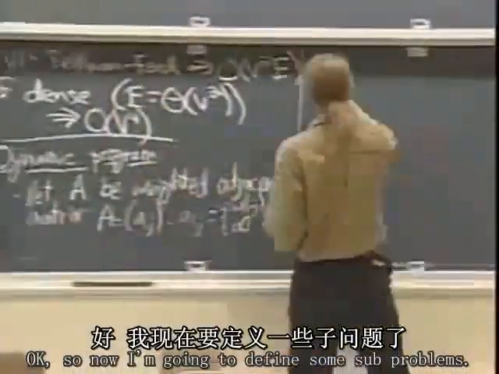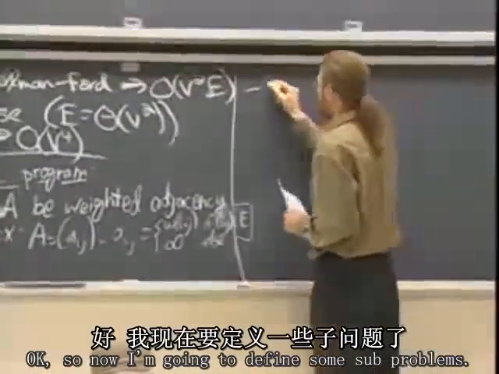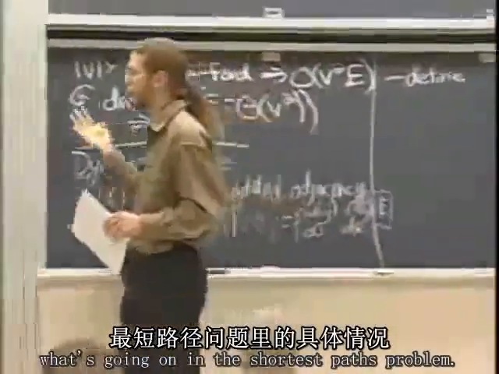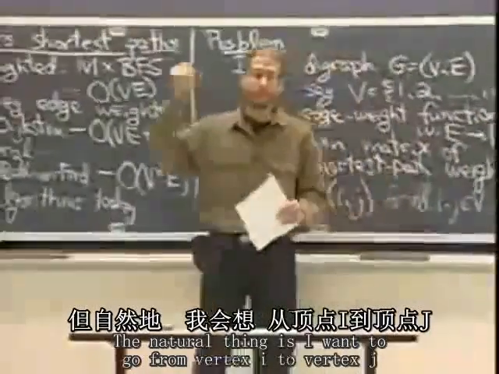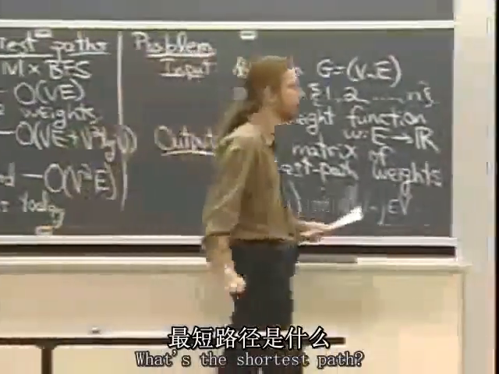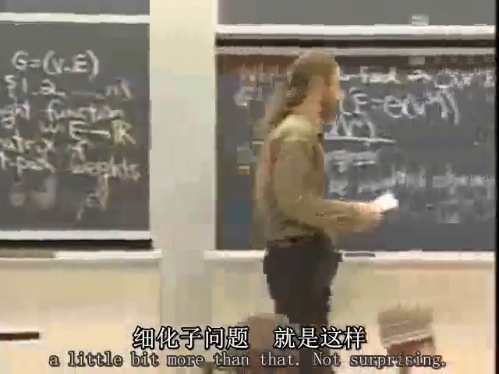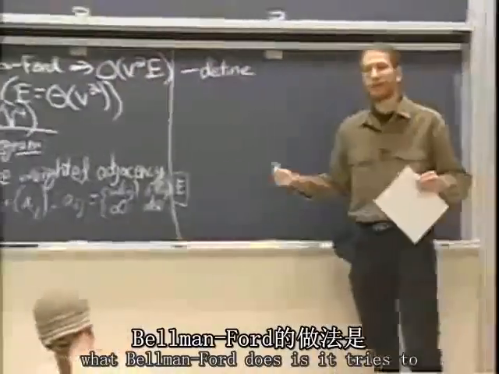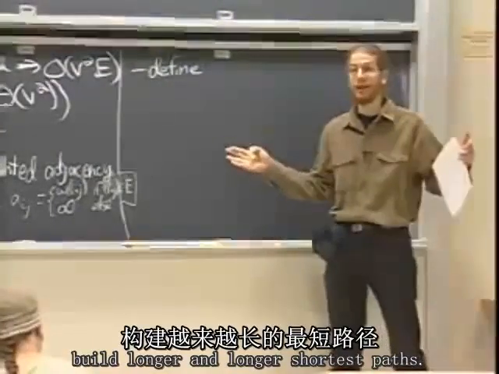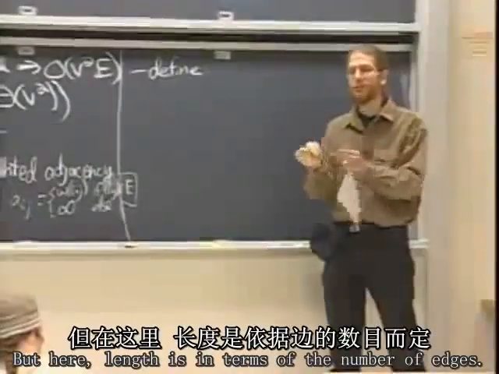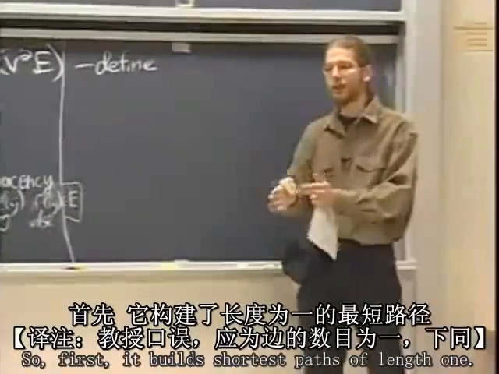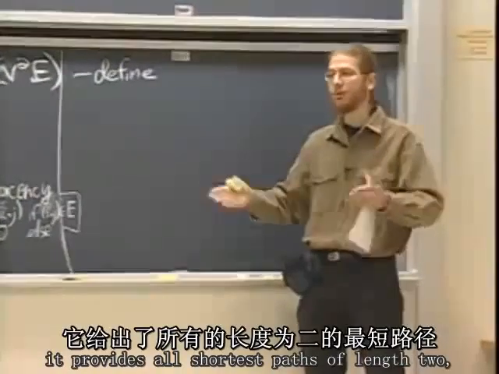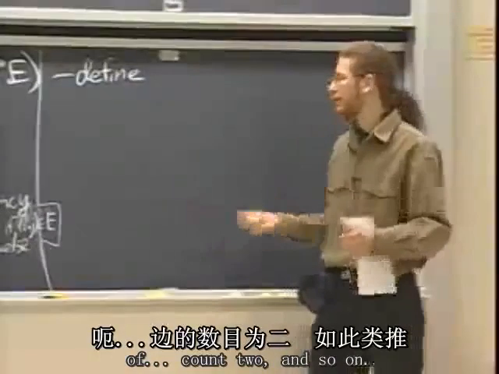Okay, so now I'm going to define some subproblems. And there are different ways that you could define what's going on in the shortest paths problem. The natural thing is I want to go from vertex i to vertex j. What's the shortest path? We need to refine the subproblems a little bit more than that. Not surprising. By analogy to Bellman-Ford, what Bellman-Ford does is it tries to build longer and longer shortest paths, but here length is in terms of the number of edges. So first it builds shortest paths of length 1; we proved in the first round it does that. The second round it provides all shortest paths of length 2, of hop count 2, and so on.